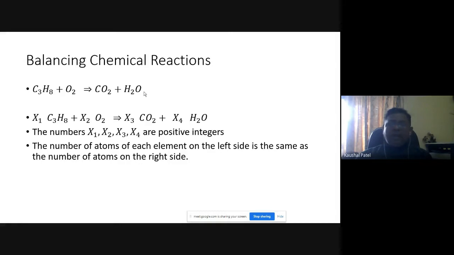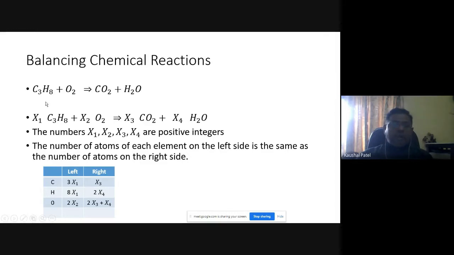So the number of atoms of each element on the left hand side is the same as the number of atoms on the right hand side. I already discussed carbon, oxygen and hydrogen. There are three different kinds of elements, and their relationship must be preserved at the left hand side and right hand side. So the carbon amount on the left side is 3, multiplied by x1, so this is 3x1. On the right hand side we have only one carbon atom, related with x3, so it is x3. Hydrogen is 8x1. Here hydrogen is 2 multiplied with x4, so this is 2x4. Oxygen is 2, so 2x2, and this one is 2x3 plus x4.